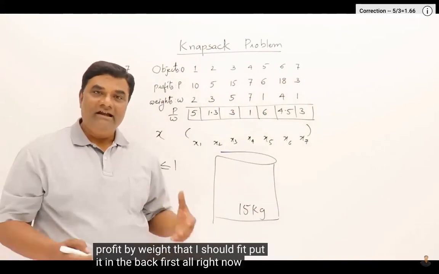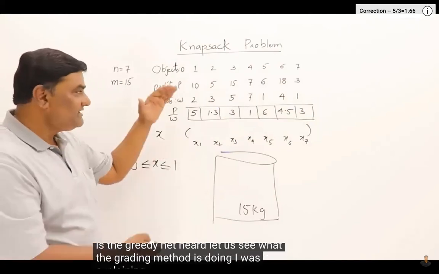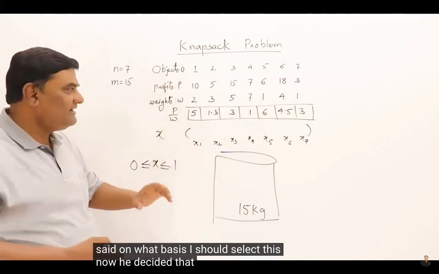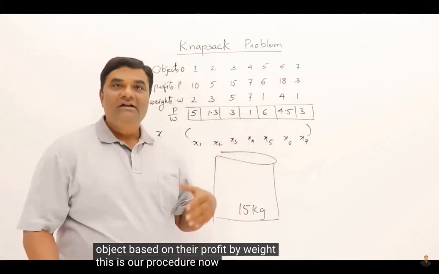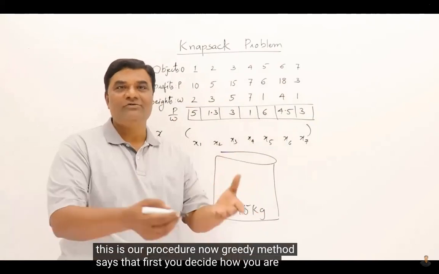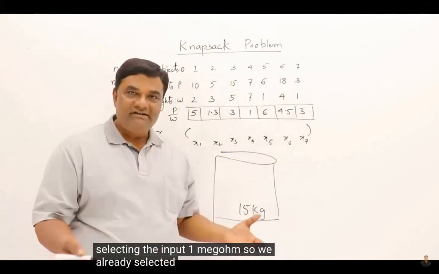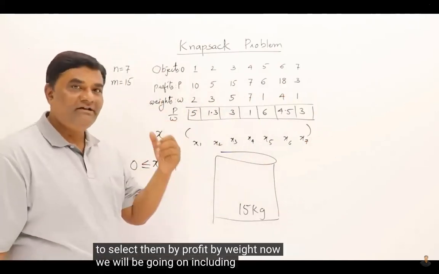All right. Now this is the greedy method. Let us see what the greedy method is doing. I was explaining you the problem so far. Then I said on what basis I should select this. Now we decided that we will select the object based on their profit by weight. This is our procedure. Now greedy method says that first you decide how you are going to select the input, then go on selecting the input one by one. So we already selected the method. We are going to select them by profit by weight. Now we will be going on including them one by one.